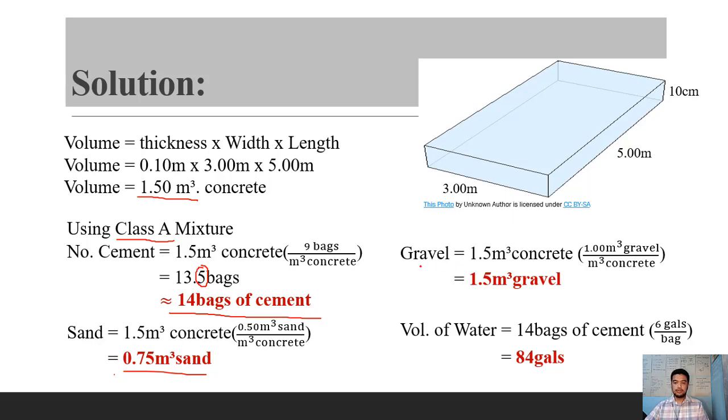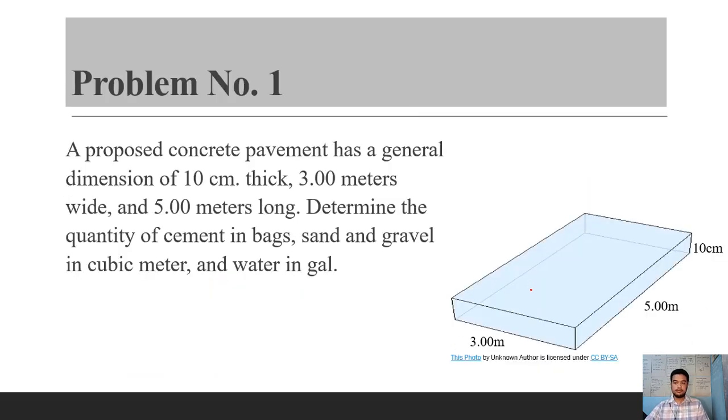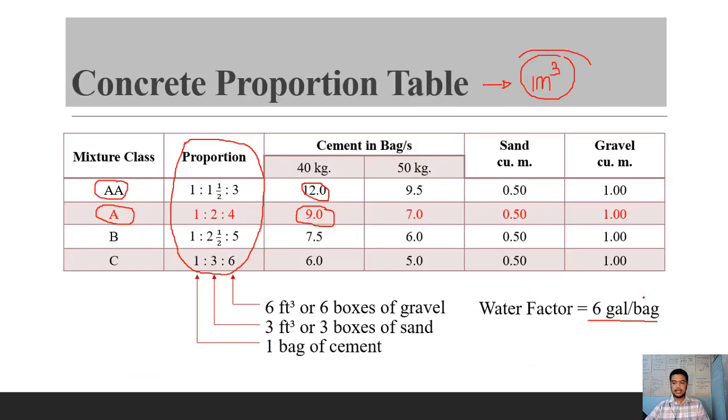So the proportion of gravel to the concrete is 1:1. Therefore, if you are making 1 cubic meter of concrete, you will just multiply it by 1, because you will need 1 cubic meter of gravel per cubic meter of concrete. Therefore, you will need 1.5 cubic meters of gravel. Okay, and the volume of water, as it was specified a while ago, should be 6 gallons of water per bag.